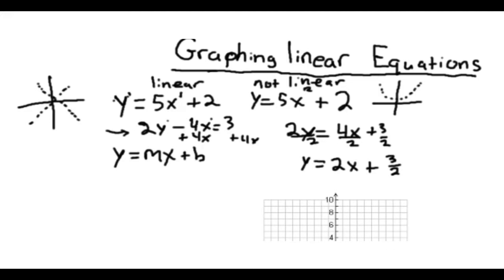So that's one thing. One type of question they could ask you is to identify which of the following is not a linear equation. If it has an exponent and you can't write it in y equals mx plus b form, then it's not a linear equation. So what does this m and what does this b mean? This b is called the y-intercept.